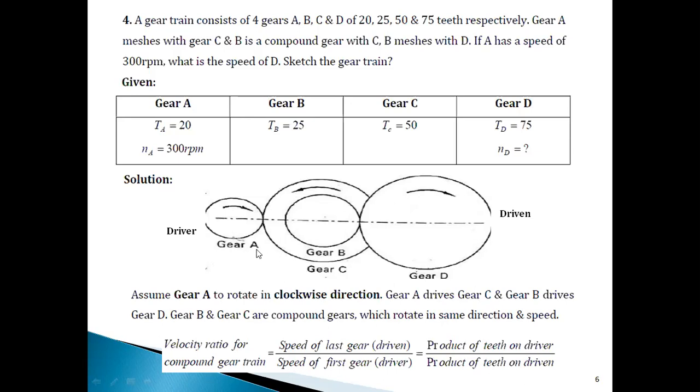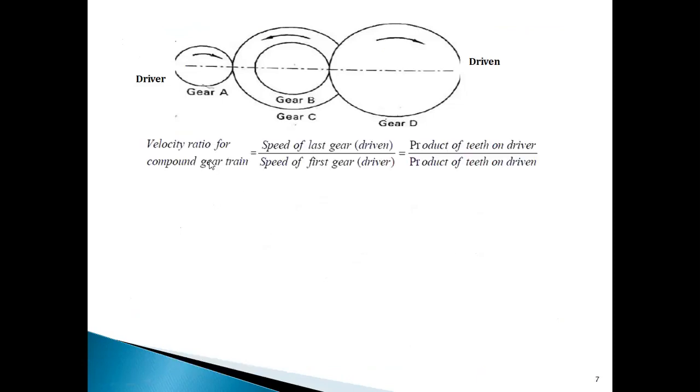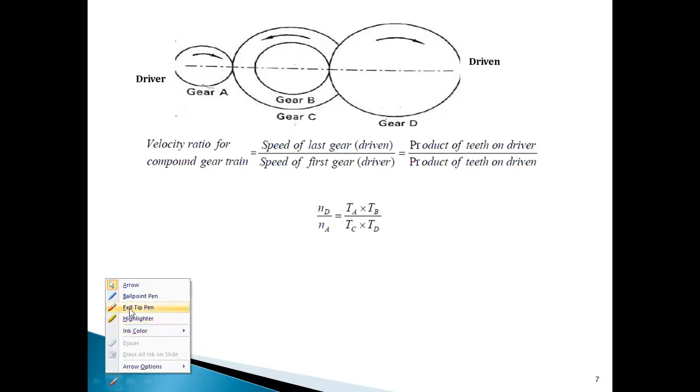If you observe this sketch, when A is meshing with C, A is our driver gear. This is the first condition. When B is meshing with D, B is the driver gear. So you have to write these conditions here. Let us see how we get it. The velocity ratio for a compound gear train is equal to the speed of the driven gear to the speed of the driver gear, which is the product of teeth on the drivers to the product of teeth on the driven gears.